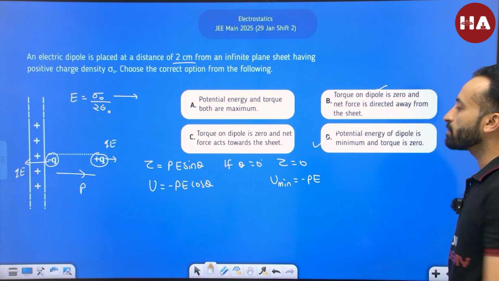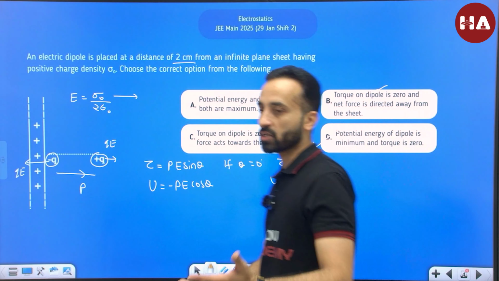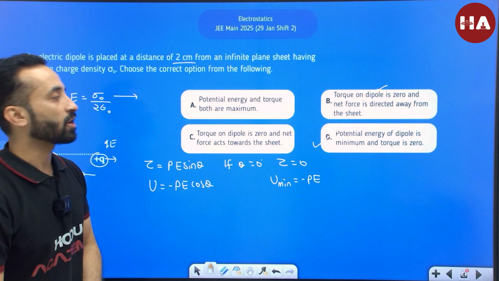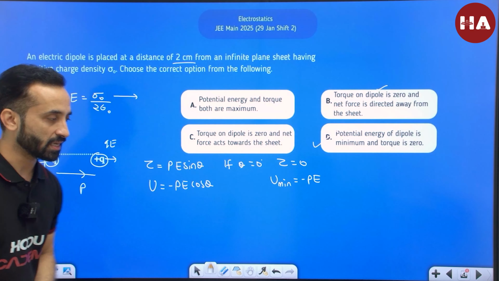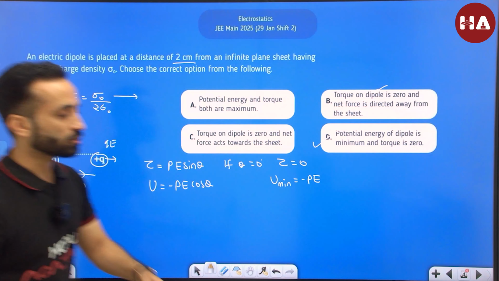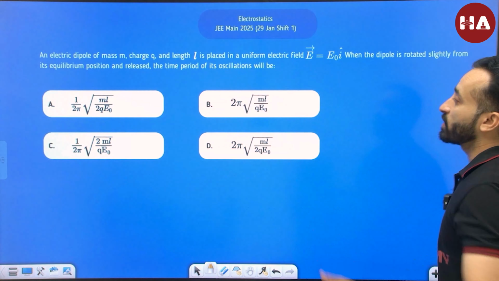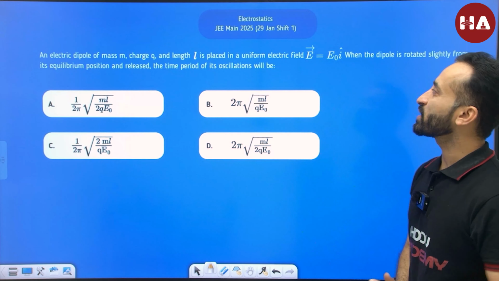Potential energy is minimum and the torque is 0, which is very much the case here. So I hope you got it right, and the answer should be option D. Right students, so I hope you've tried the questions yourself first. Now this is from 29 January shift 1.